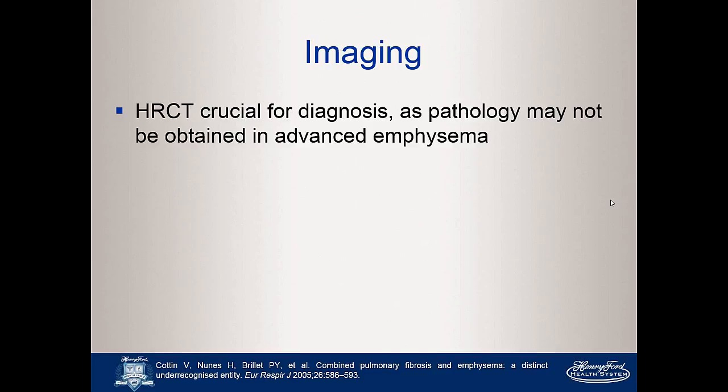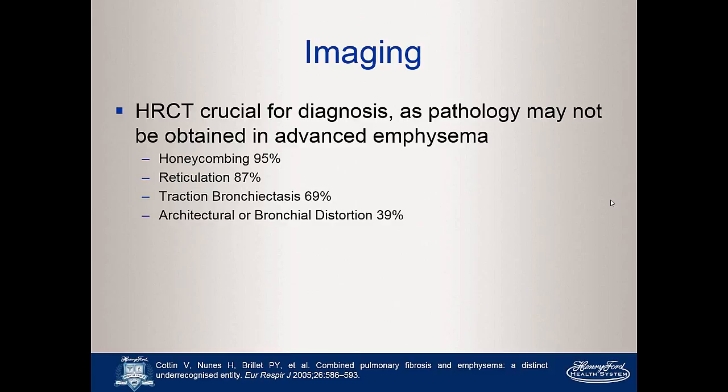In terms of imaging, this is going to be where the money's at for diagnosis because there are so many different factors in the equation. So high-res CT is crucial for diagnosis, and especially if people have such bad emphysema, you may not want to pursue a surgical lung biopsy. You want to look for the typical patterns in UIP. Look at honeycombing, reticulation, traction bronchiectasis, and abnormal architecture.